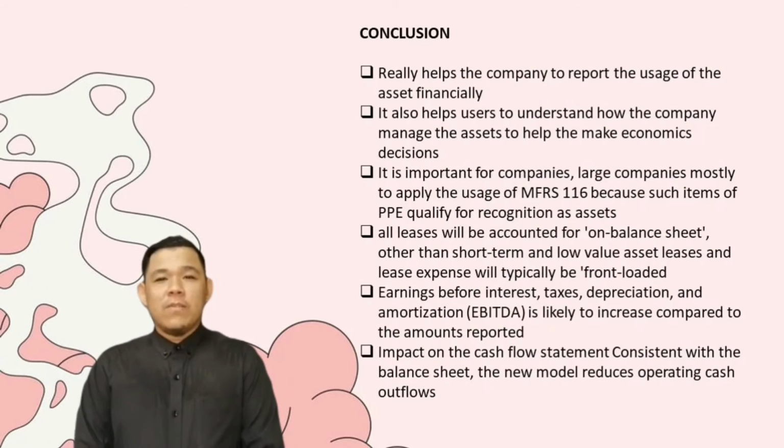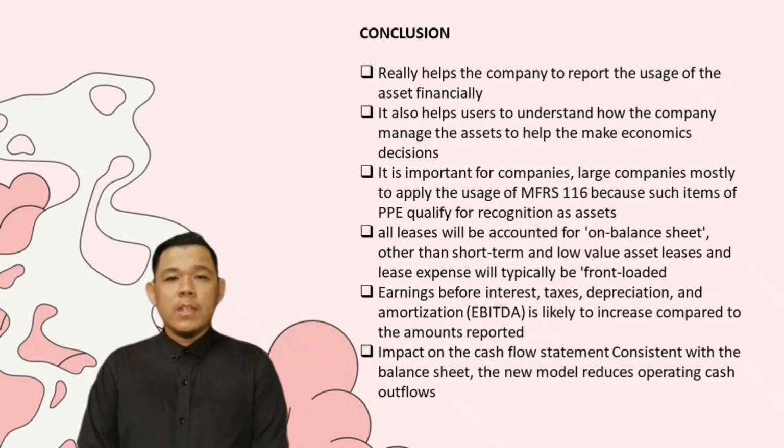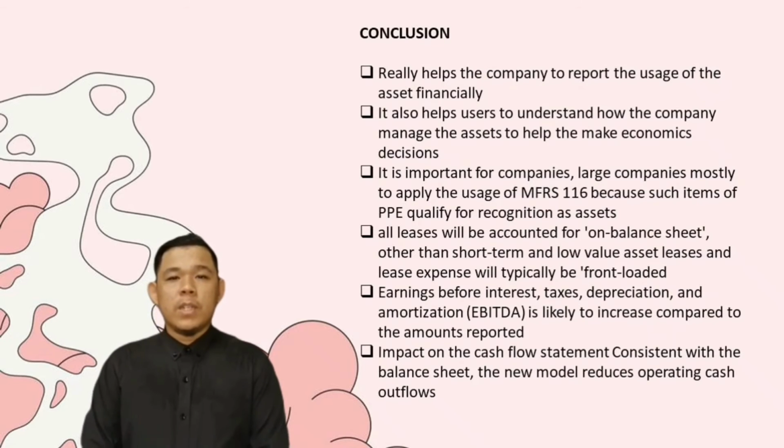To conclude all of our findings in this assignment, we can say that the reporting standards set by MASB for property, plant and equipment really help the company to report the usage of the asset financially, as well as how the finances of the asset are being handled. It also helps users to understand how the company manages the asset to help them make economic decisions.